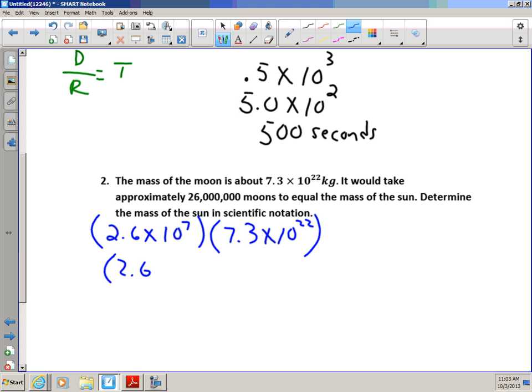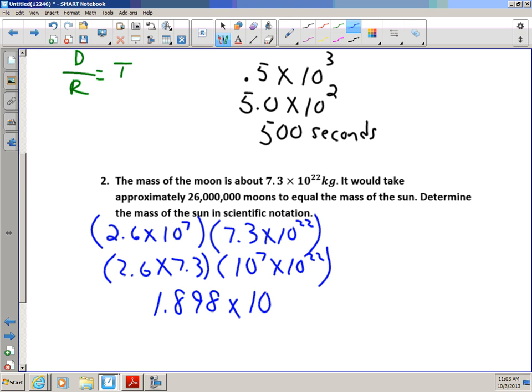again, I can mix and match what I'm doing here. So I'm going to do 2.6 times the 7.3, which gives me 18.98. Sorry for walking away there for a moment. And then 10 to the 7th times 10 to the 22nd. So I get 10 to the 29th. I'm sorry, I was a step ahead. It's 18.98.